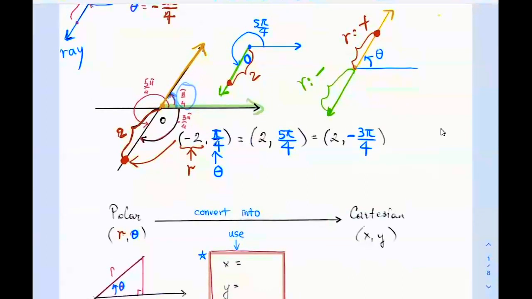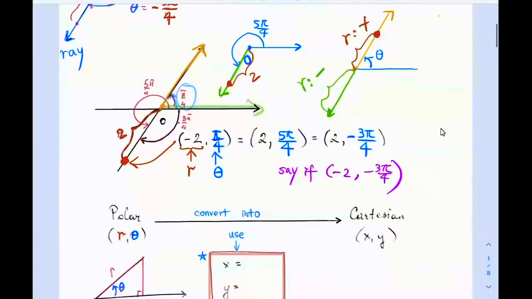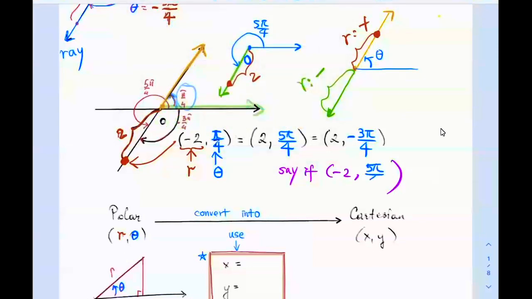Alejandro has a question. What happens if this is negative and this is negative? Suppose you're given this. Say if you have negative 2 comma negative 3 pi over 4, how do you draw it? Oh, 5 pi over 4? You want 5 pi over 4? Okay, sure, same thing. Suppose this one here is negative 2 comma 5 pi over 4. How do you draw this one?